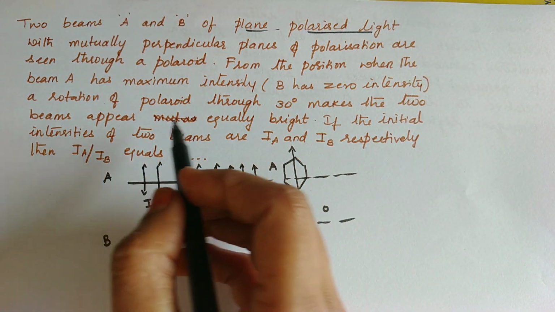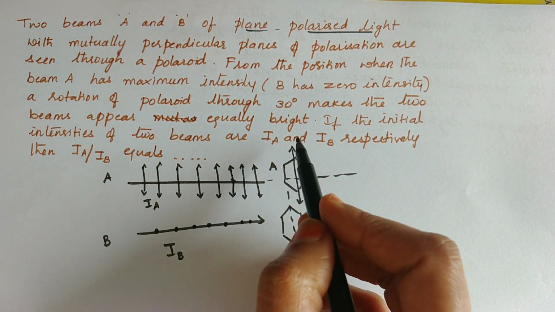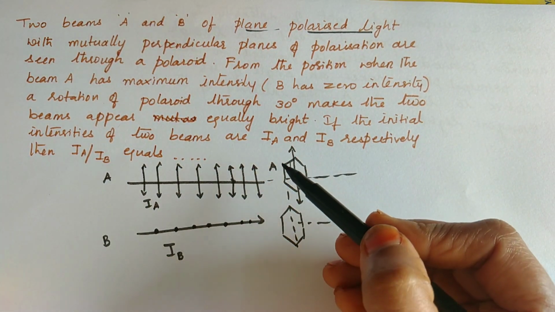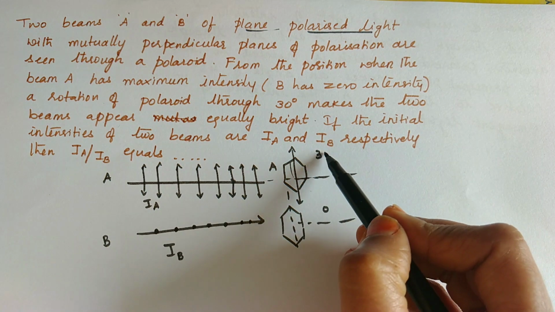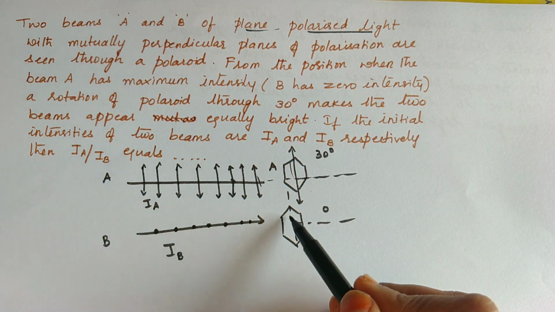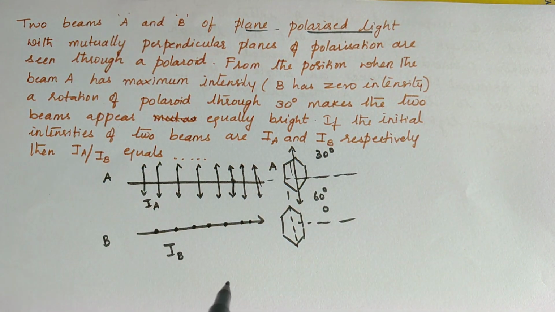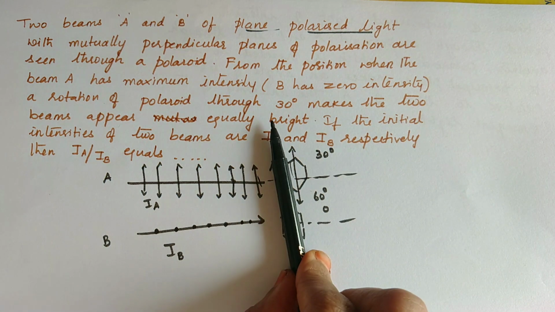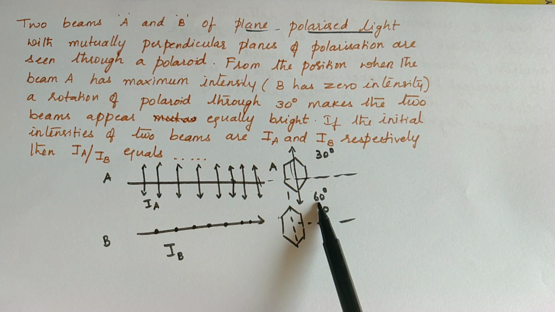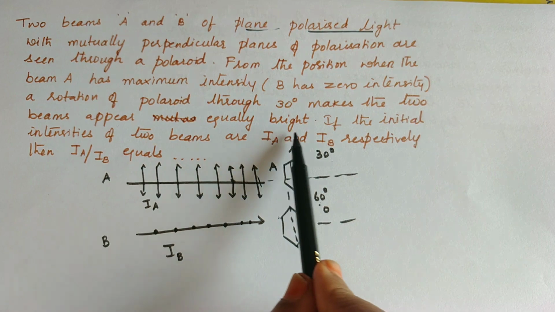Then they are saying that the Polaroid is rotated by 30 degrees from the first position. If I rotate the Polaroid by 30 degrees, it makes an angle of 30 degrees with the electric field in case of A. But for the second one, it will make an angle of 60 degrees. Since the electric field is into the plane of the board, if I rotate it by 30 degrees, the angle made will become 90 minus 30, that is 60. After rotating, the intensity of the emerging beams are equally bright.